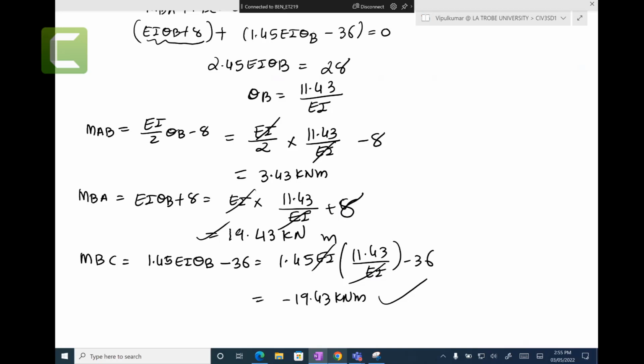And if they ask you to go further, you can just break it down and find the reaction forces as you have done in the beam. Okay, and you can draw the shear force diagram and bending moment diagrams.